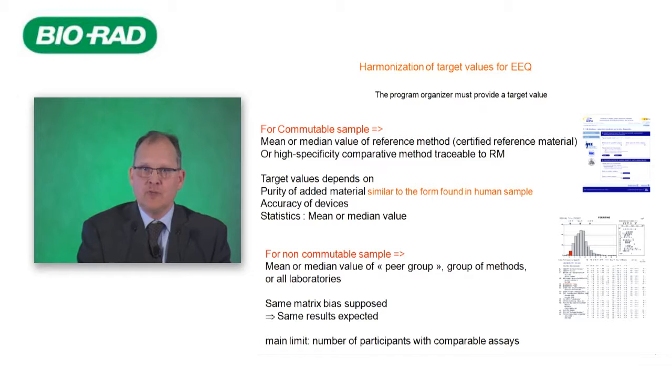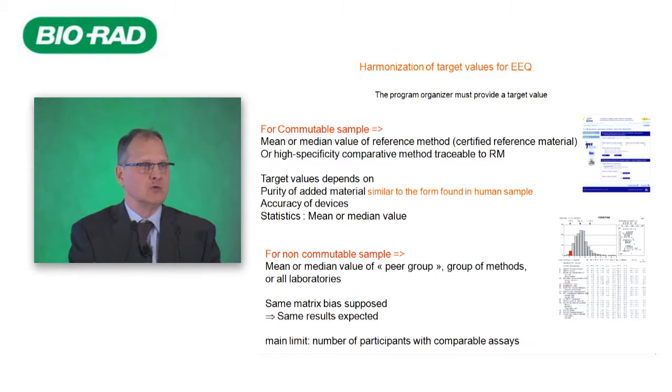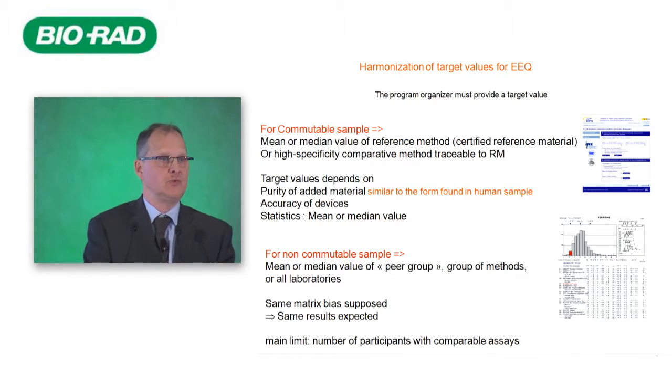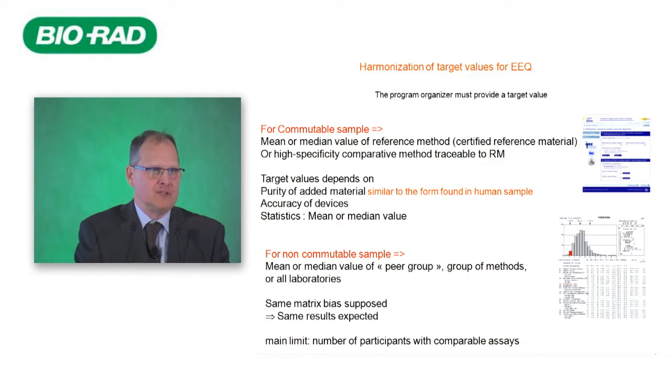So, one topic to be harmonized is the target value of EQA, because the program organizer must provide target values. For commutable samples, it's rather simple in principle, since the mean or median value of the reference method, using certified reference material, could be used. But it's also limited to a small number of tests, and not all the tests within a lab could be commutable. And the target value depends on the purity of added material. And once more, the problem is the matrix effect of what is added, which gives a different concentration from my QC. It also tests the accuracy of the device, and the mean and median could be chosen as target values.